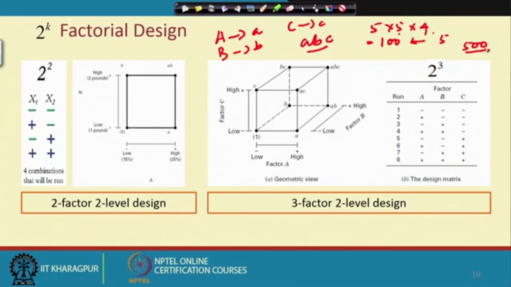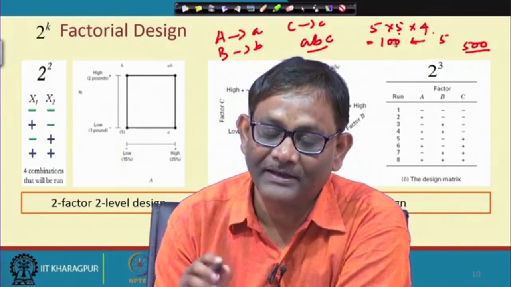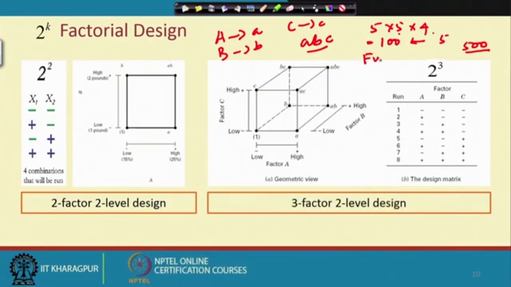The number of experimental runs will be huge, and as a result, you might not be in a position to conduct experiments, because cost is an issue, time is an issue, resource is another issue. Cost, time, and other types of resources, all those things put together will make it impossible to conduct a full factorial experiment, if you think that there will be a levels for A, b levels for B, c levels for C.